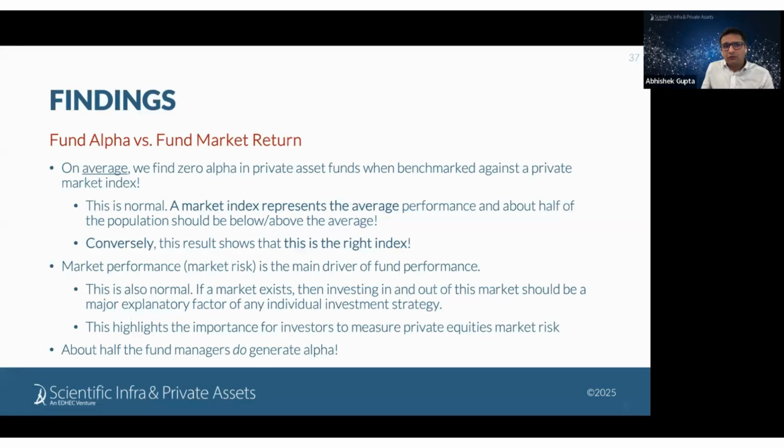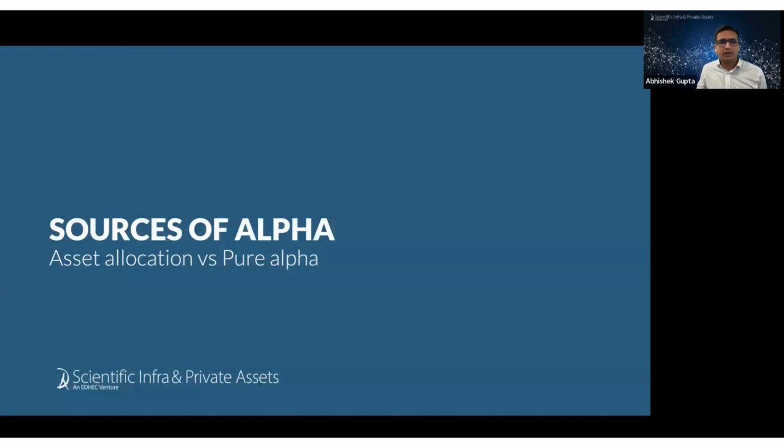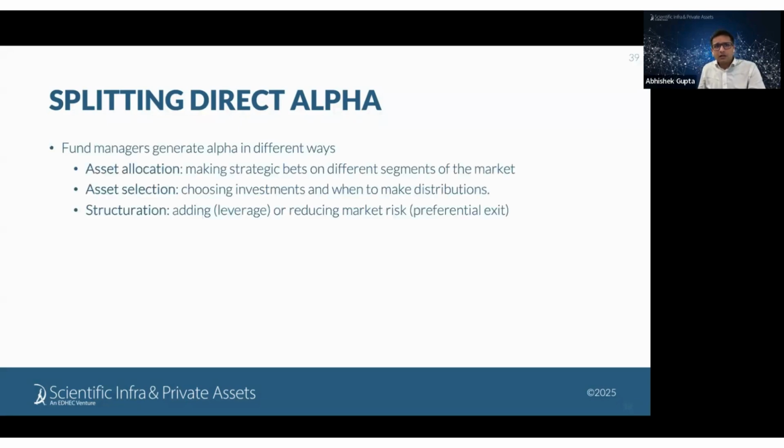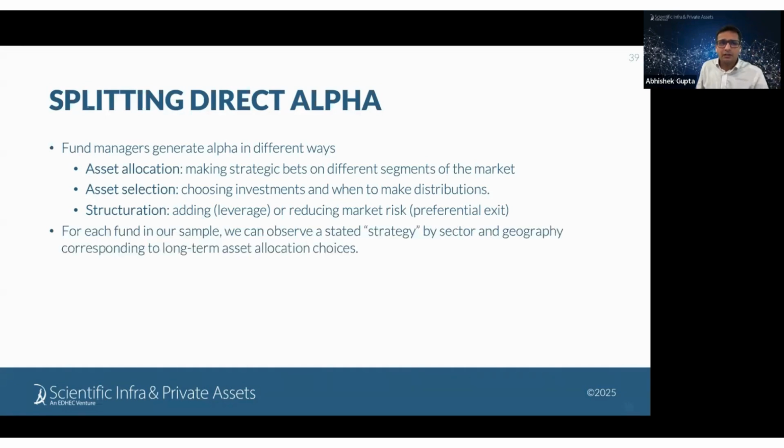Finally, the good point is that about half the fund managers do actually generate alpha, and we'll look at this ranking as well later on in this webinar. But before we do that, I want to take a few minutes to talk about sources of alpha, how we split this alpha into multiple sources. So we believe that asset owners or managers generate alpha in three ways: asset allocation, by making some strategic bets on different segments of the market; by selection of investments and when to make distributions and contributions; and by structuring, so adding or reducing market risk as they invest the funds.